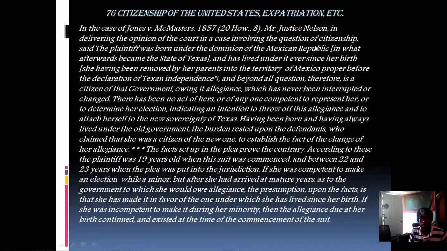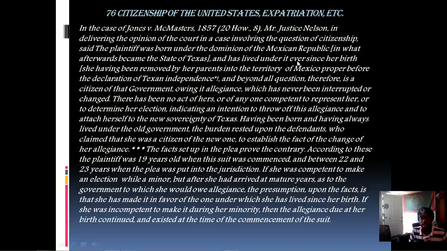So, what do you think would happen if the person they're questioning in regards to their citizenship was not aware that the area that they call Texas was once before known as Mexico? What if she didn't know that? Then that would make her stateless unless she were to take an oath of allegiance to the state of Texas. You understand?